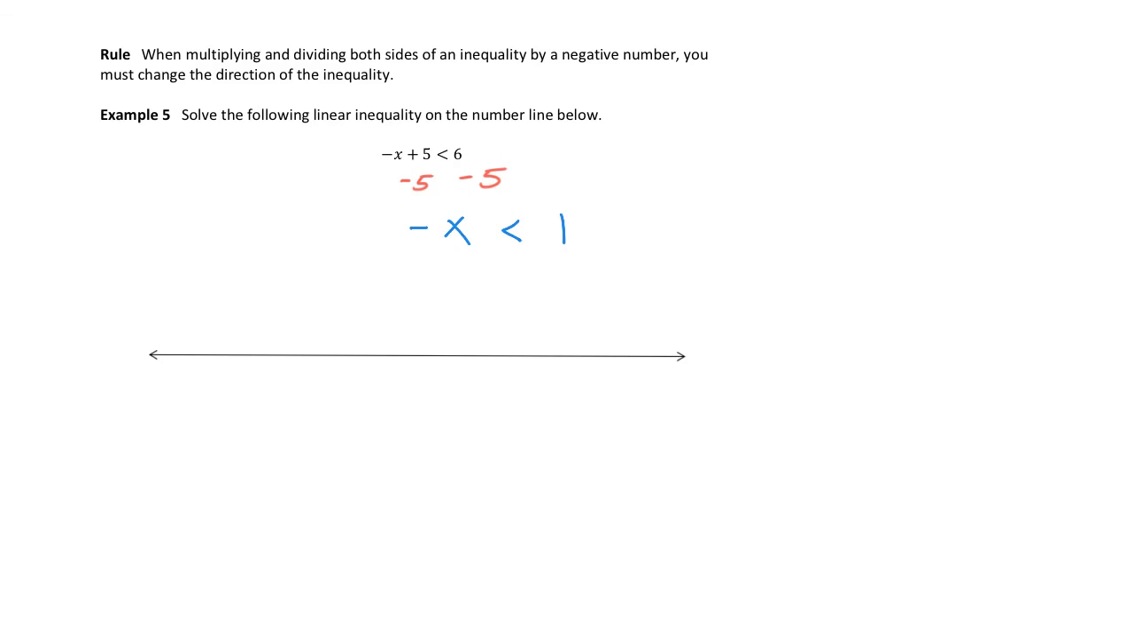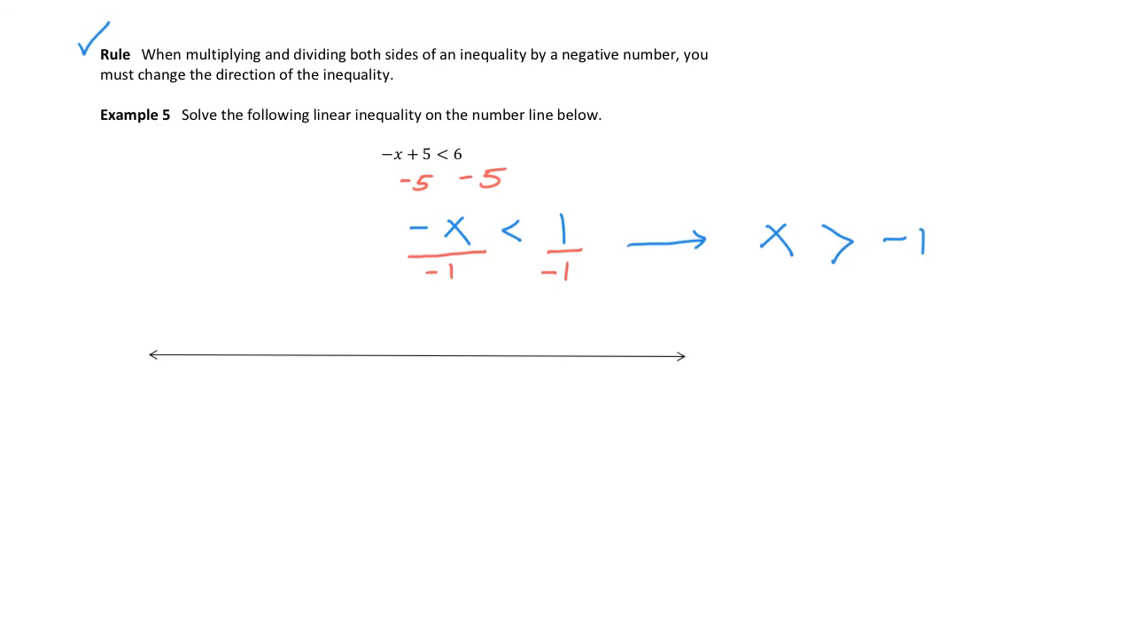Perfect. But something weird happens here. I want to divide by negative 1. By doing this, it'll cancel the negative in front of x. That means I'm dividing both sides by negative 1. And when I do this, I do get x, because negative over negative is a positive, just leaving me with x. And on the right, I get negative 1, because 1 divided by negative 1 is negative 1. But the thing that happens here is the direction of the inequality changes from a less than to a greater than. And that's what this rule is saying up here.